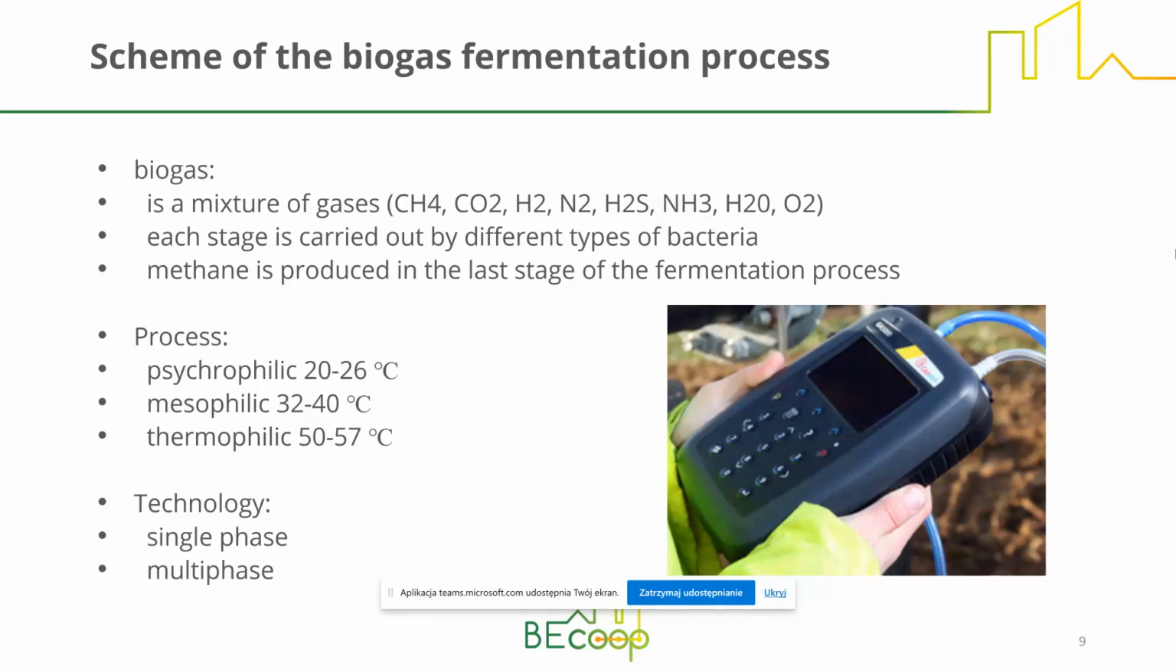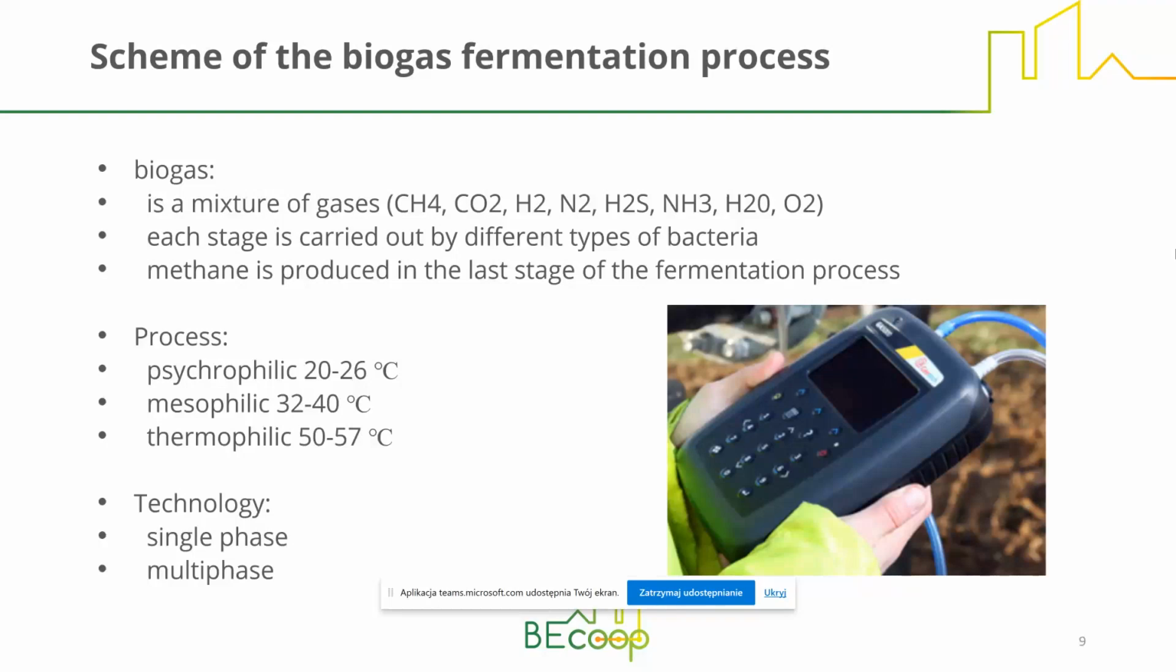Each stage is carried out by different types of bacteria. Methane is produced in the last stage of the fermentation process. In terms of processes, we can divide them into three kinds: psychrophilic, mesophilic, and thermophilic, and they differ in terms of the temperature regime.